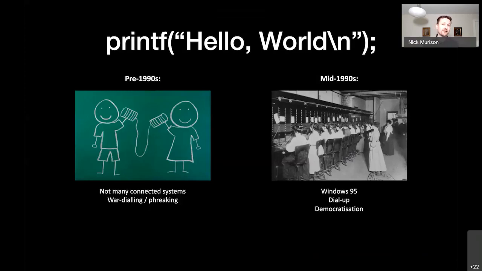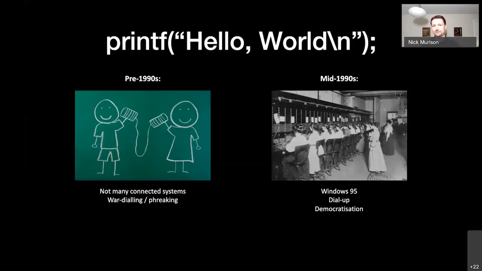Pre-1990s, computers existed, systems existed, they talked to one another, but there weren't that many of them, and the ways that they communicated were fairly dedicated point-to-point setups. So big academic institutions and research institutions had big computer systems, and they would talk to one another.